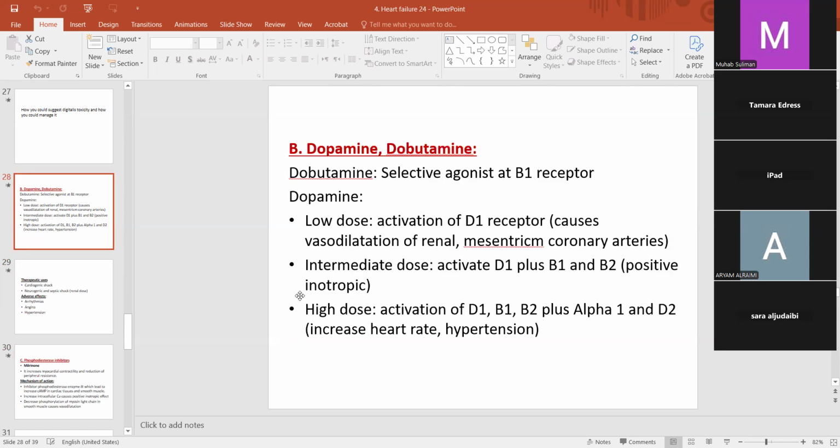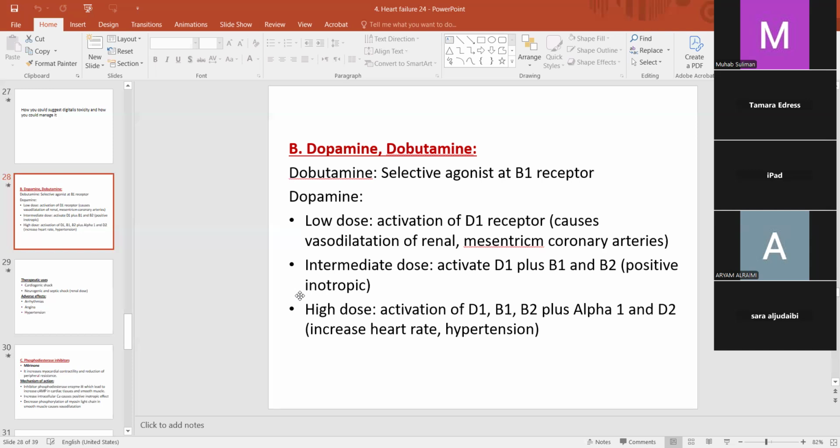Dopamine and dobutamine affect beta 1 receptors. They are agonists for the beta 1 receptor, so they can increase the heart rate, increase the contractility, and give a positive inotropic effect. And this drug could be a vasoconstrictor. Dopamine affects many receptors, depending on the dose.